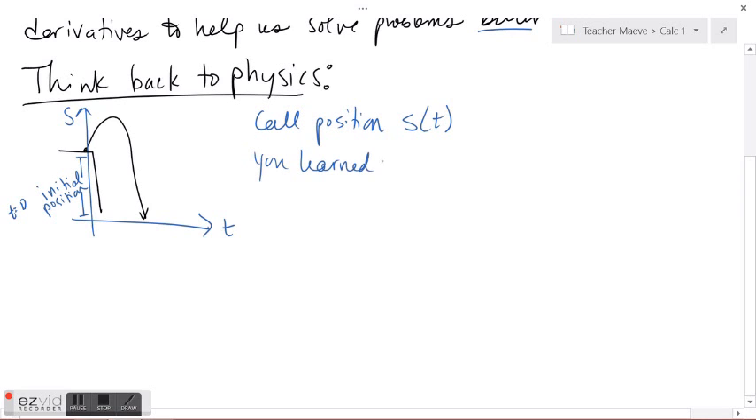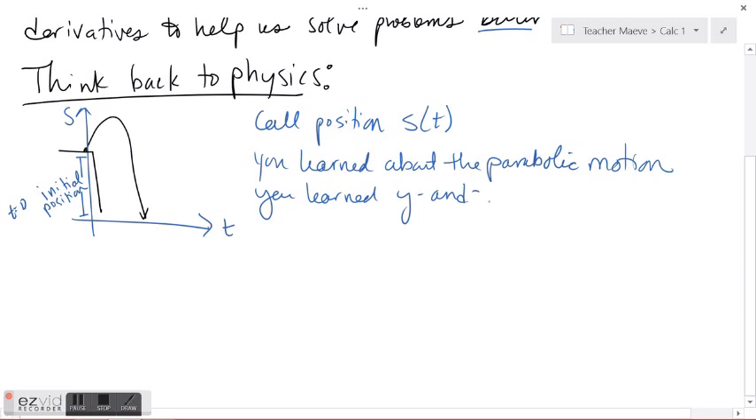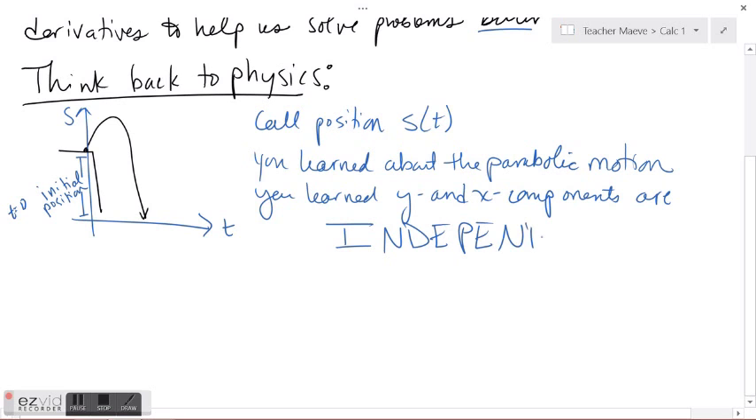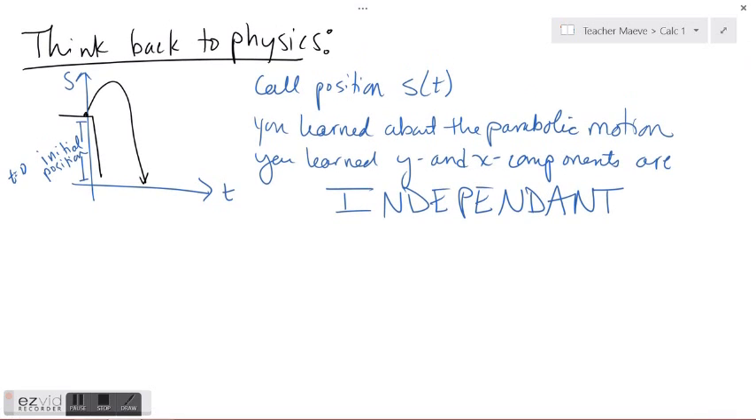Now you learned in physics about position, and you learned about the parabolic nature of motion. You also learned that the y and the x components actually don't depend on each other. They are independent. The y component does not care what the x component is doing. It's like, honey badger don't care, y component don't care, x component don't care.